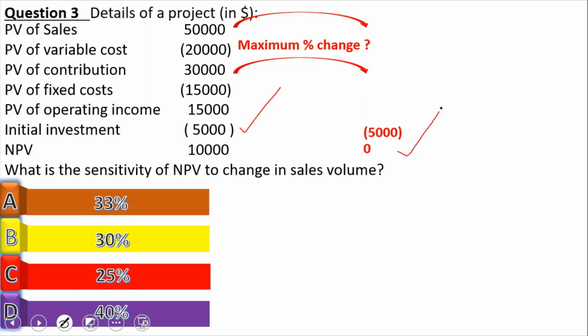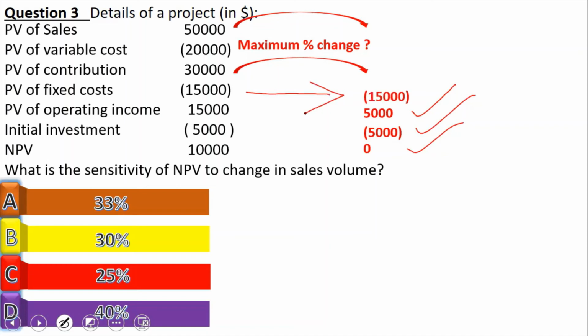So if NPV is 0 and initial investment is 5,000, then what is operating income? Operating income will be 5,000, because only then you will get 5,000 minus 5,000 is equal to 0. We are just working backwards. And present value of fixed cost, that is again negative 15,000. So I've written the very same figure and we work backwards. So it is 5,000 plus 15,000, you get 20,000 as a contribution.